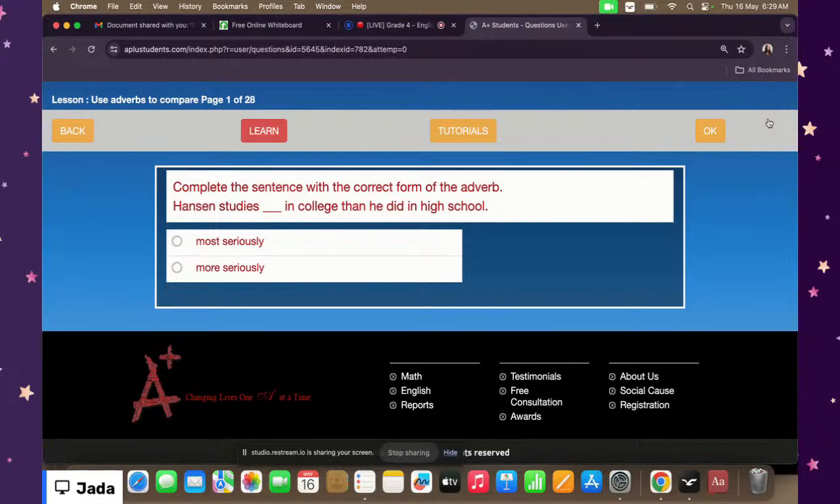Complete the sentence with the correct form of the adverb. Hansen studies dash in college than he did in high school. Most seriously or more seriously?